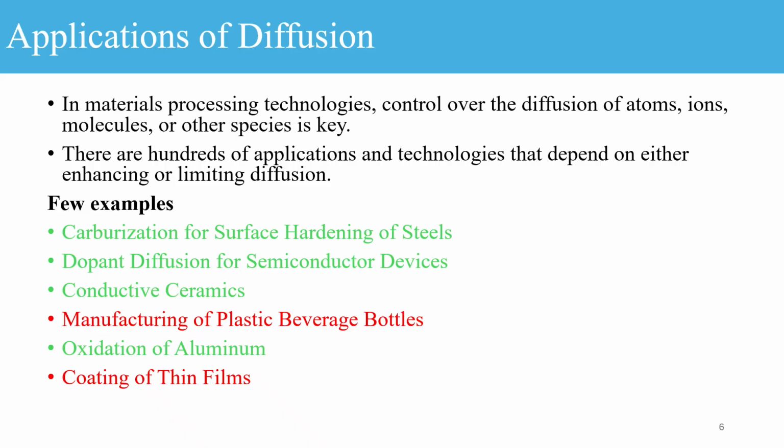The ones highlighted with green color are where we want diffusion to happen to help with the material properties, and the ones in red are the cases where we want to avoid diffusion to get some performance of the material.